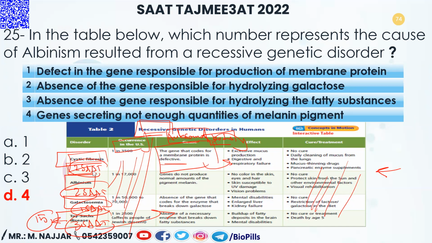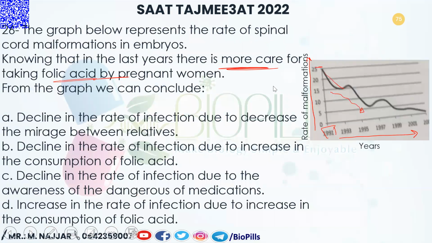Folic acid contains iron, and iron is very important for the formation of hemoglobin. Hemoglobin is very important because it is very, very important for transporting oxygen. So it is very important.